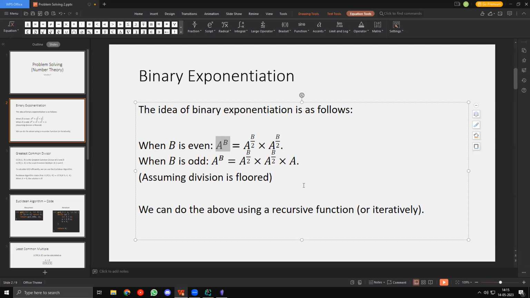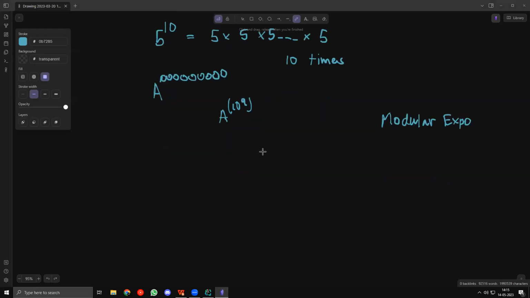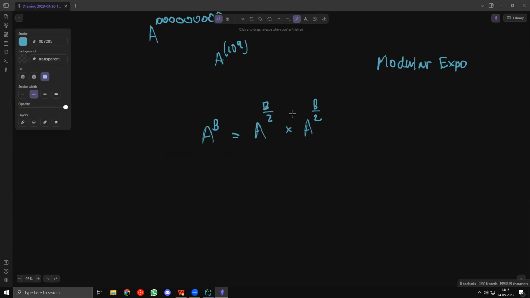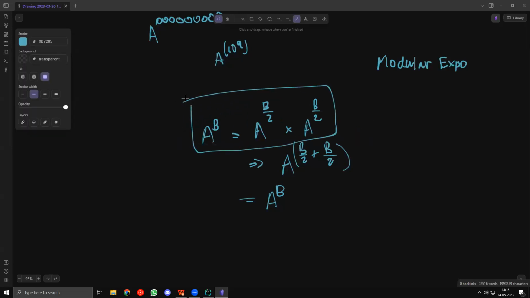In binary exponentiation, we can make some simple observations. Let's say I have a to the power of b. This is equal to a to the power of b by 2 times a to the power of b by 2. If I multiply a to the power of b by 2 into a to the power of b by 2, this is just going to be equal to a to the power of b by 2 plus b by 2, which is equal to a to the power of b. So this is true for any value.